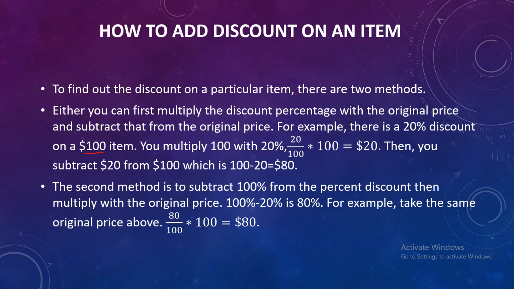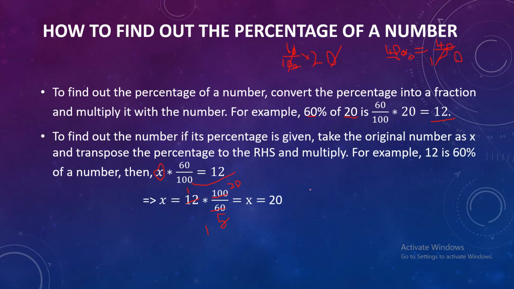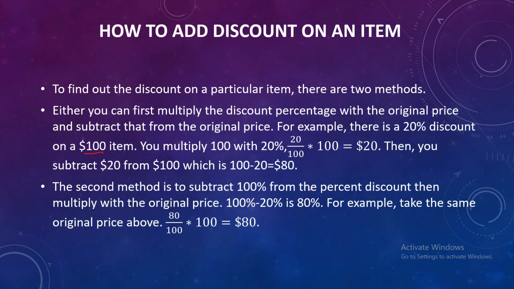You multiply 100 with 20%, because the denominator of a percentage is 100, and then the 100s cancel out. So there's a 20% discount on a $100 item. First you calculate the discount. I told you in the previous slide how to calculate the percentage of a number, and it's the same as calculating a discount on an item. So 20 over 100 into 100, the 100s cancel out and you get $20. Then you subtract $20 from 100, because 100 is the original price and $20 is the discount, and the discount is always lower than the original price. So 100 minus $20 is $80. So the price of the item after the discount is $80.